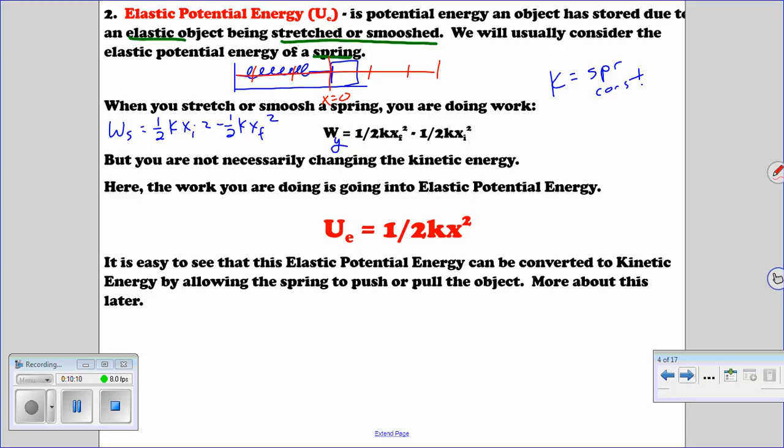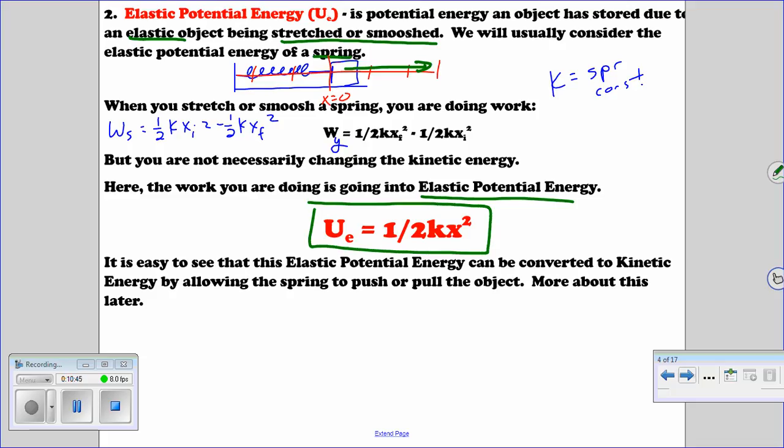So again, as with gravity, when you lift something, you're not necessarily changing the kinetic energy. Similarly, if I stretch the spring from here to here, I'm not necessarily changing the kinetic energy because it might start and stop at rest. So when you lift something, the work that you're doing is going into gravitational potential energy. When you stretch or smoosh a spring, the work that you're doing goes into elastic potential energy. And so if the spring starts at rest, well, I guess it doesn't even matter. The potential energy of a spring at a given position is 1/2 kx squared.